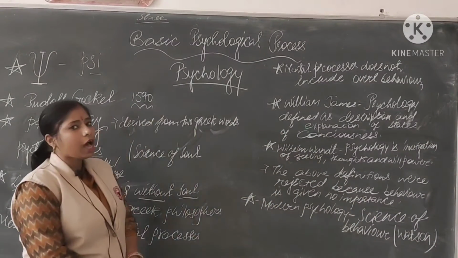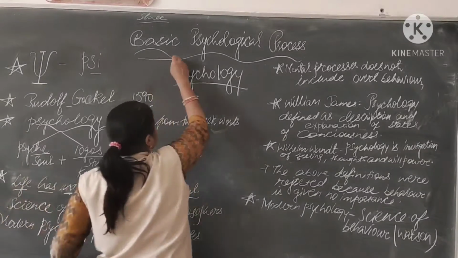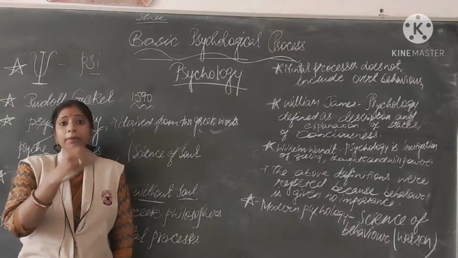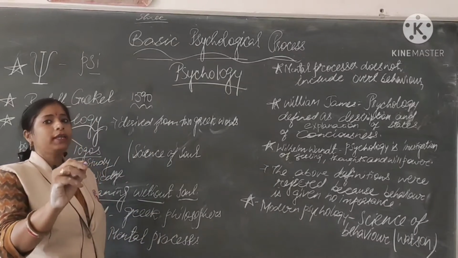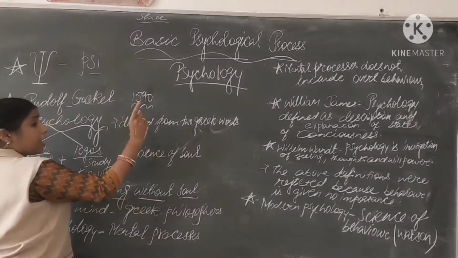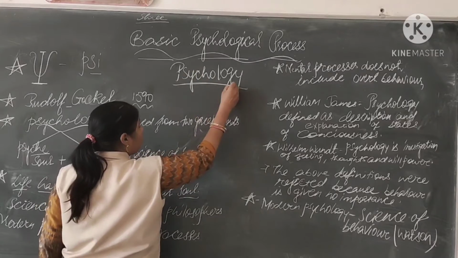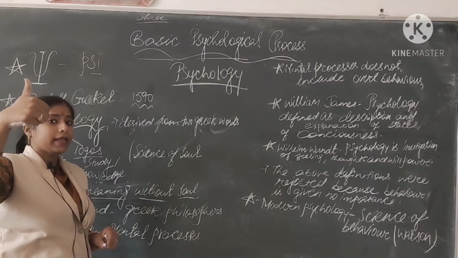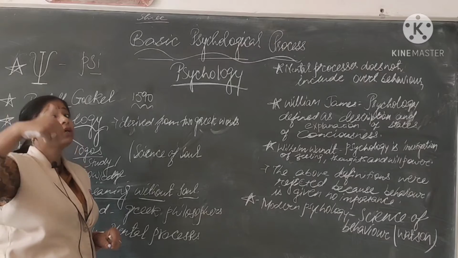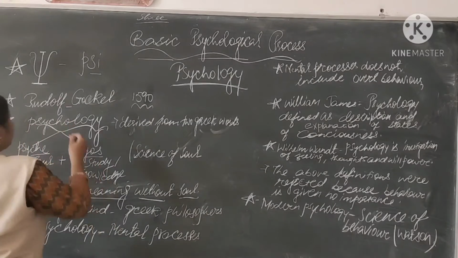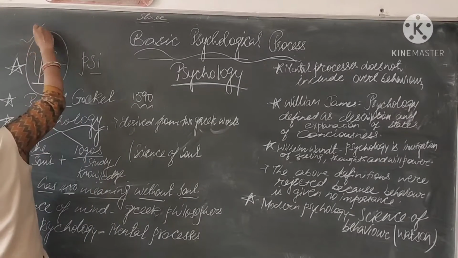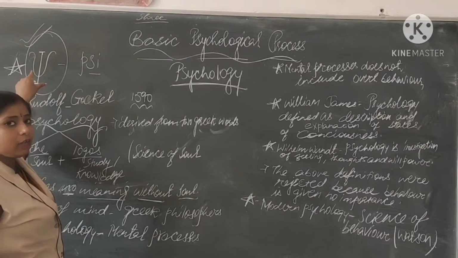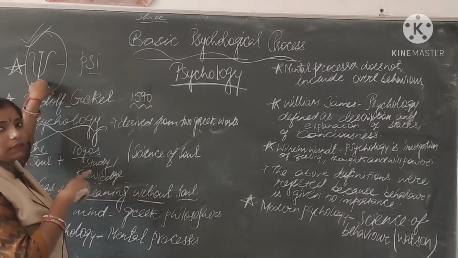So today we are going to understand basic psychological process. Okay. And in my previous video, I have already explained to you that the word psychology is derived from two Greek words, psyche plus logos. Okay. And on that day I explained that this is the symbol of psychology. Whenever you see this symbol, it means psychology.